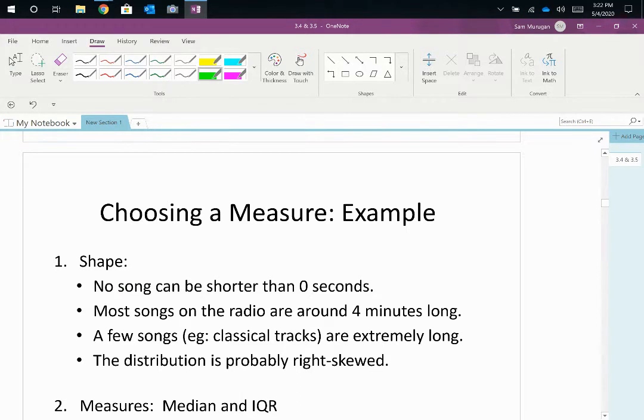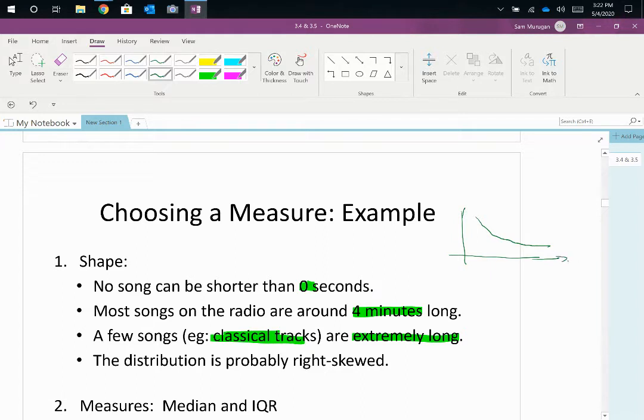No song can be shorter than 0 seconds. Most songs are around 4 minutes long. And then some songs, for example classical music, are extremely long. So the distribution is probably right skewed, like that.